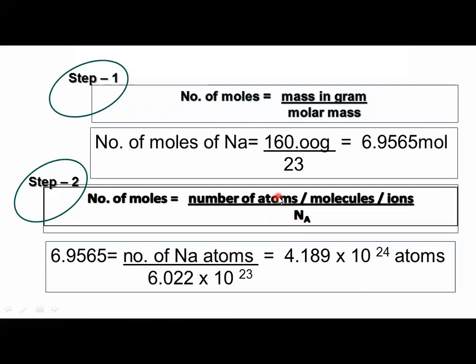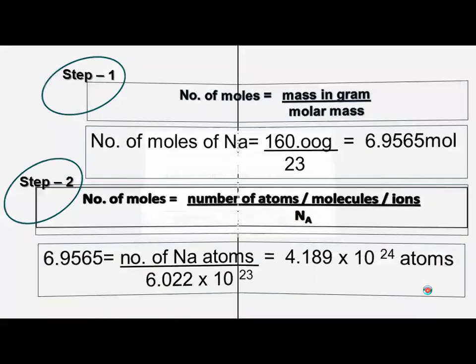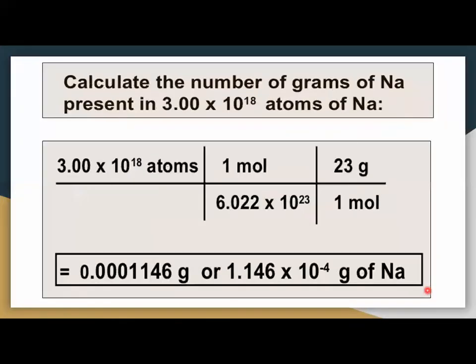So, we need to calculate the number of atoms. We shift the Avogadro constant and multiply with the number of moles. When number of moles is multiplied by the Avogadro constant, we obtain the number of atoms. 6.9565 multiplied by 6.022×10²³. Answer is 4.189×10²³ sodium atoms.